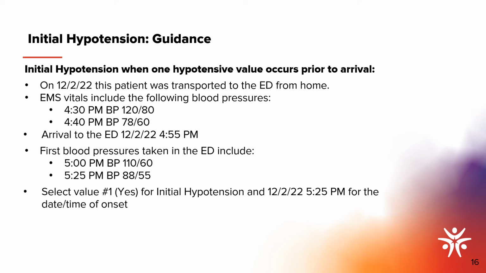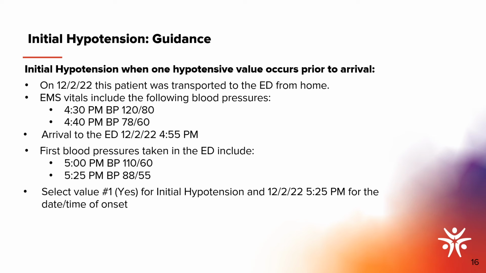At 4:30, blood pressure of 120/80. At 4:40, the blood pressure was 78/60. The patient arrived to the ED at 4:55 p.m. that day. The first blood pressures taken in the ED include, at 5 p.m., a blood pressure of 110/60. And at 5:25, there was a blood pressure of 88/55.